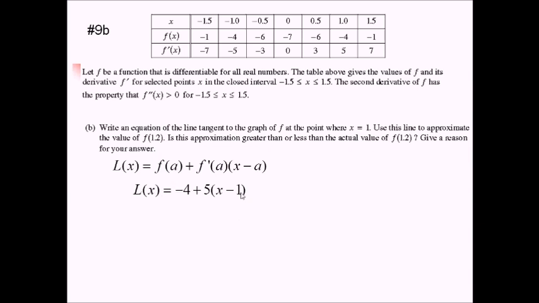We've done the first part of the problem. Now we need to use this to approximate f of 1.2. So basically just plug 1.2 in for x. And if you leave it like this, you've actually done what you were supposed to.